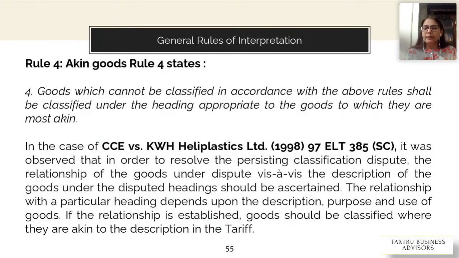Let's suppose we are not able to classify a particular good by way of rule 1, rule 2, or rule 3 also. Then comes rule 4. What does it say? It says akin goods. Rule 4 states that goods which cannot be classified in accordance with the above rules shall be classified under the heading appropriate to the goods to which they are most akin, to which they are more relatable.